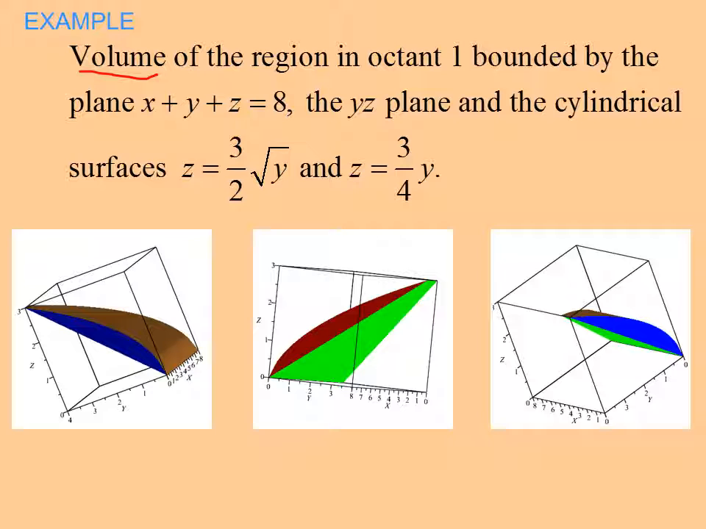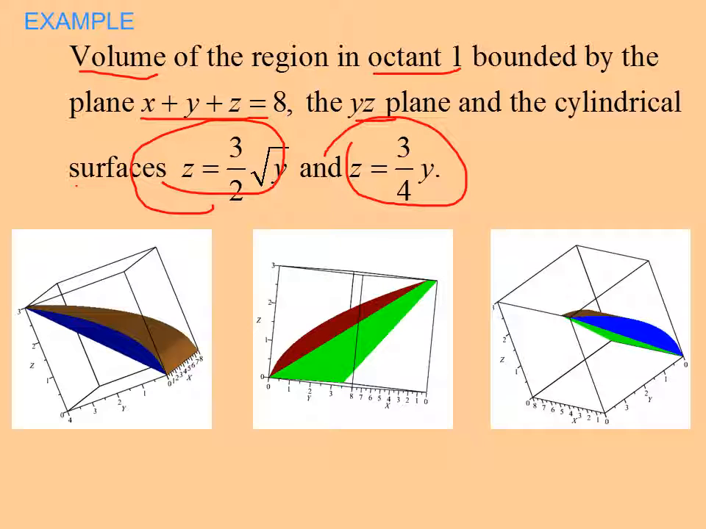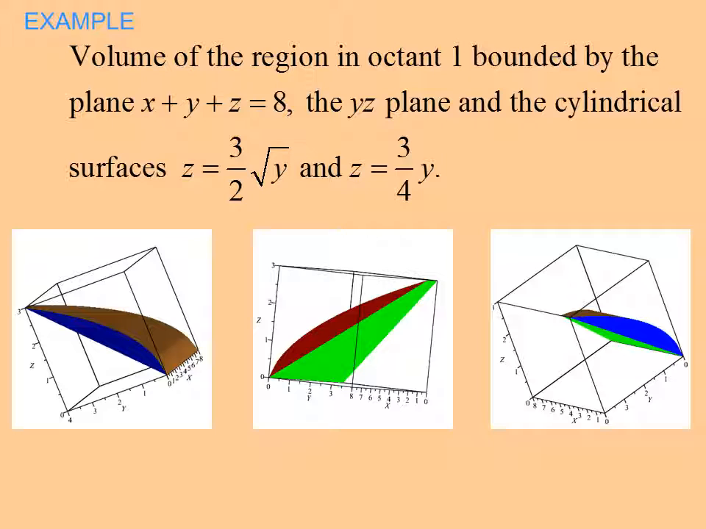So we want the part that's in the first octant again, bounded by the plane, the YZ plane, and the cylindrical surfaces given here. Now I've used Maple to construct a few images. However, that's still not enough for me to know exactly how to go about integrating this. So let's take a look at the region in Maple.